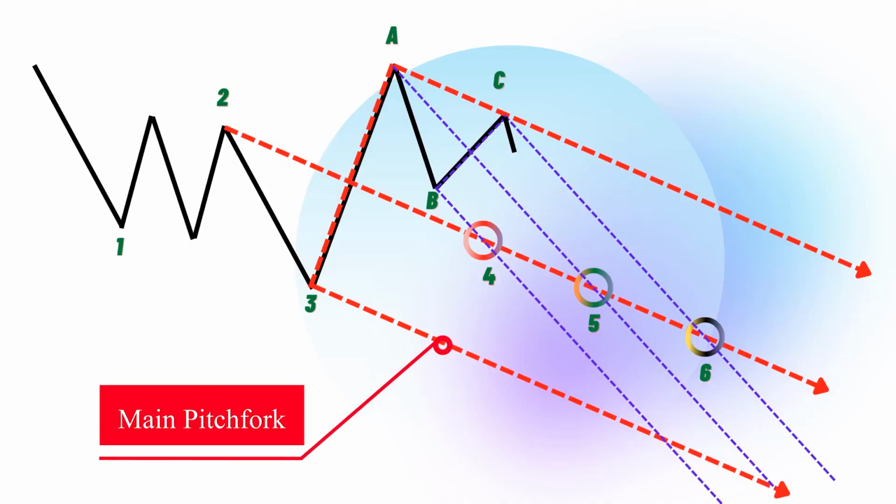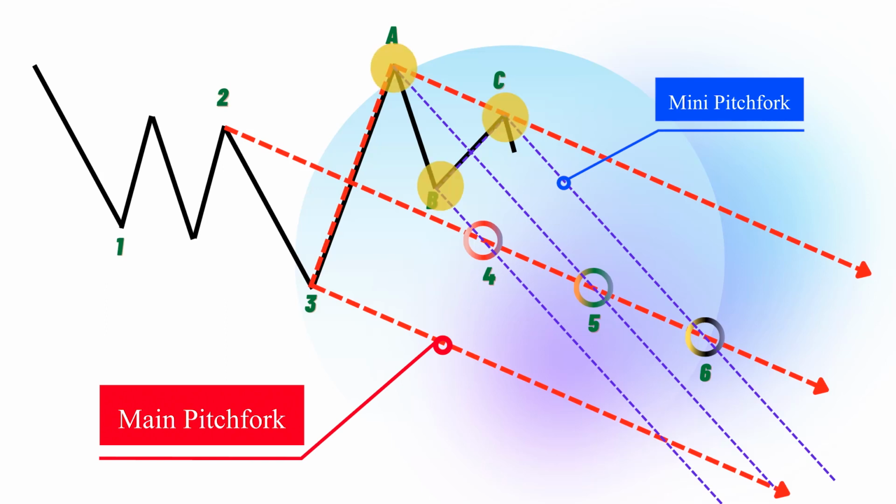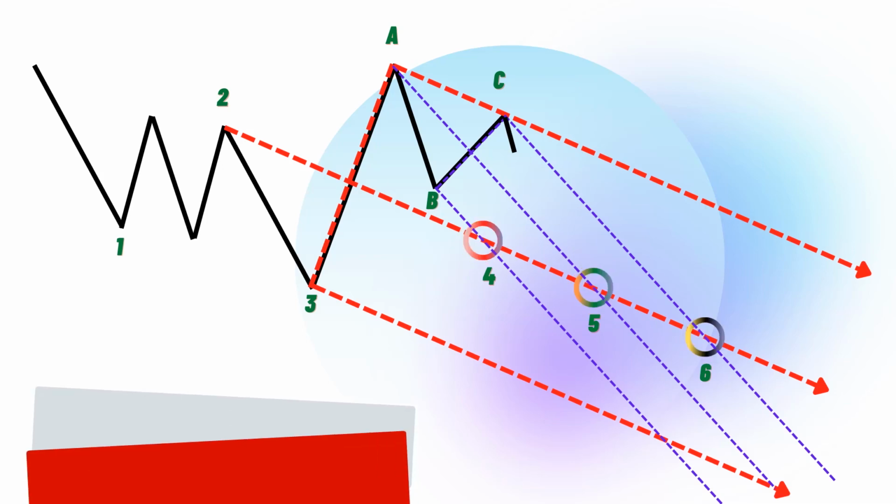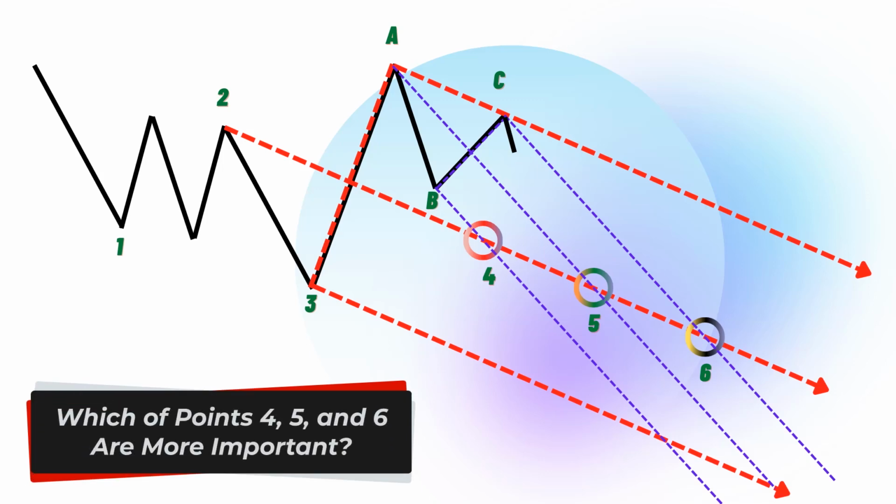In this picture, a standard pitchfork is drawn according to pivots 2, 3, and A. Then, due to the successive price swings, new pivots B and C were made. Then a standard mini pitchfork can also be drawn with the help of three pivots, A, B, and C. Pay attention to the different intersections of these two pitchforks. These intersections are made with the help of the main pitchfork's median line and the mini pitchfork's lower parallel line, point 4, the median line of the mini pitchfork, point 5, and the mini pitchfork's upper parallel line at point 6, respectively. In your opinion, which of points 4, 5, and 6 are more important?